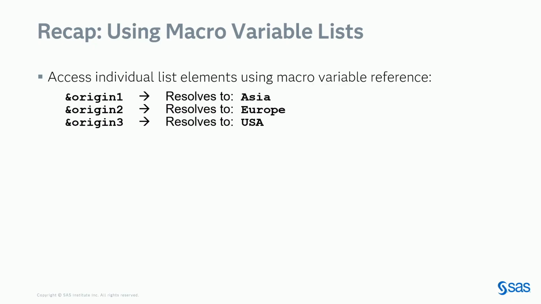And again, recapping from last year, once we had those values in a macro variable list, we wanted to access them. Now, normally you use an ampersand to refer to a macro variable. So &origin1, when the macro processor sees that, it tries to resolve that macro variable reference, and we had stored the value of Asia in there, so it would simply replace &origin1 with Asia, and then execute the code. Likewise with &origin2 and &origin3.